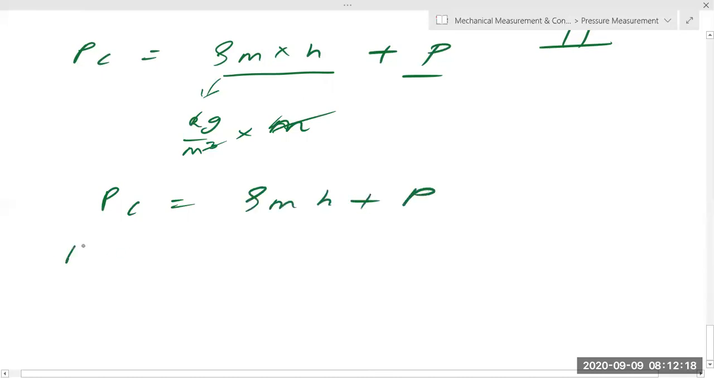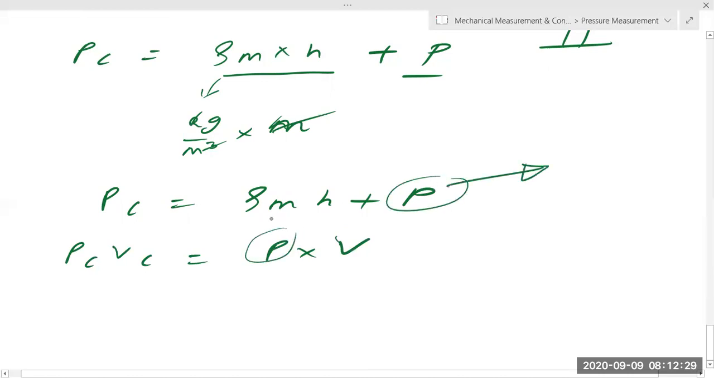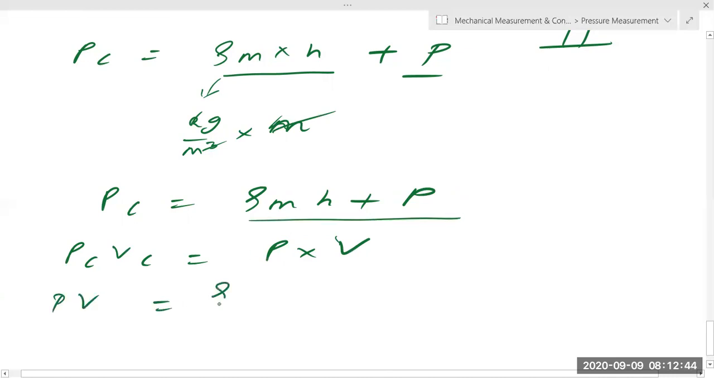Now, if you remember, PC VC was equal to P into V. This P and this P are actually equal. This is the pressure applied from the plunger end, and this will automatically be equal to the pressure of the fluid. So now I'm going to simplify. PV will be equal to, what is the value of PC? Rho m H plus P. And VC was equal to what? AC into H. Now we will try to simplify this.